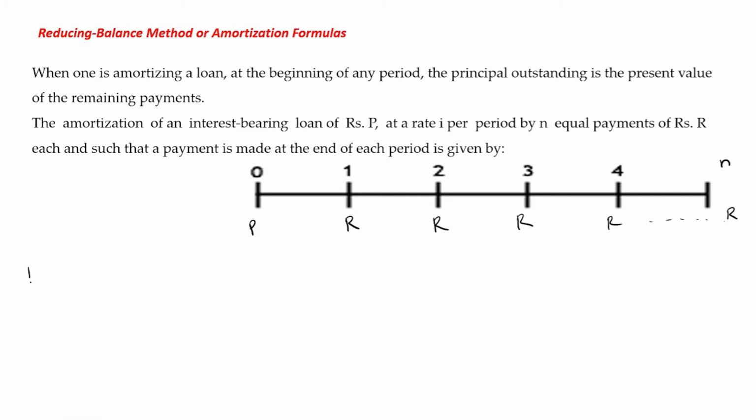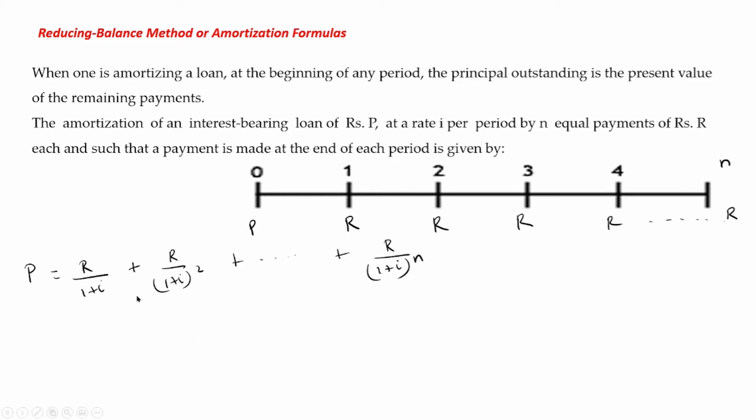So P is given by the present value of R, which is made at the end of the first time period, R by 1 plus i, plus the present value of this R made at the end of the second time period, R by (1 plus i) whole squared, plus up to etc., plus R by (1 plus i) whole raised to n.